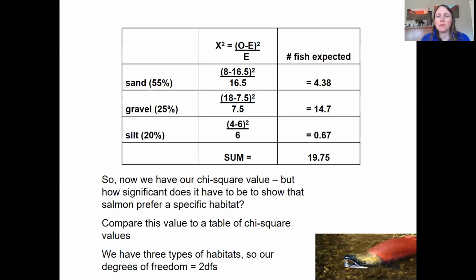And so we can see how this would work. We observed 8 fish in the sand, but we expected 16 and a half. We take 8 minus 16 and a half, squared, divide by 16 and a half, and we get 4.38. We do that for each group.